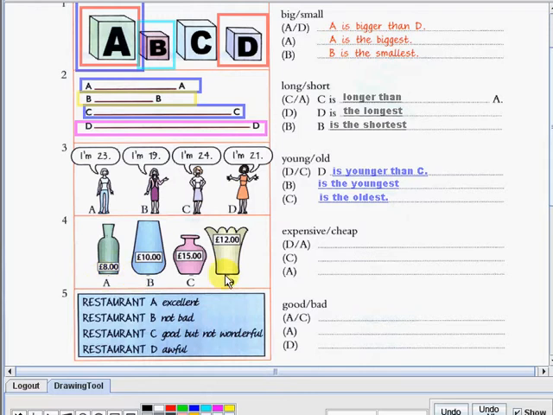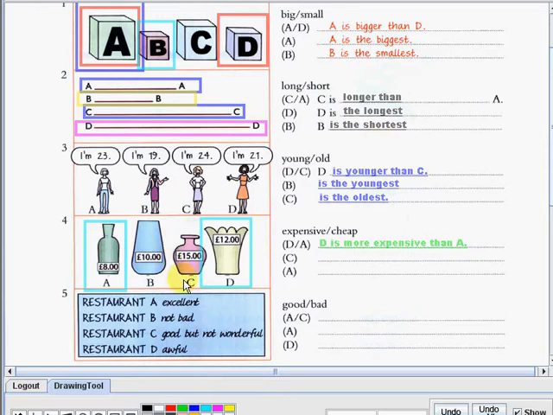Look at this, right? We can see different kinds of vases. And in order to make sentences, we need to use the words expensive and cheap. By looking at the picture, we can say that D is more expensive than A because D cost 12 pounds and A only cost 8 pounds, right? Very good. So keep going.